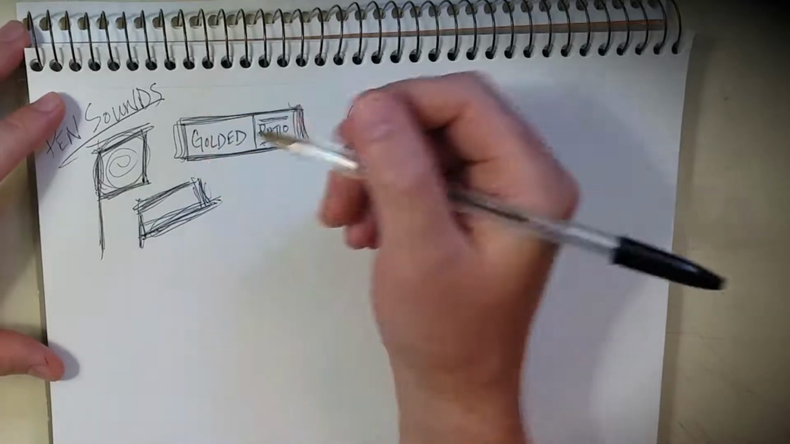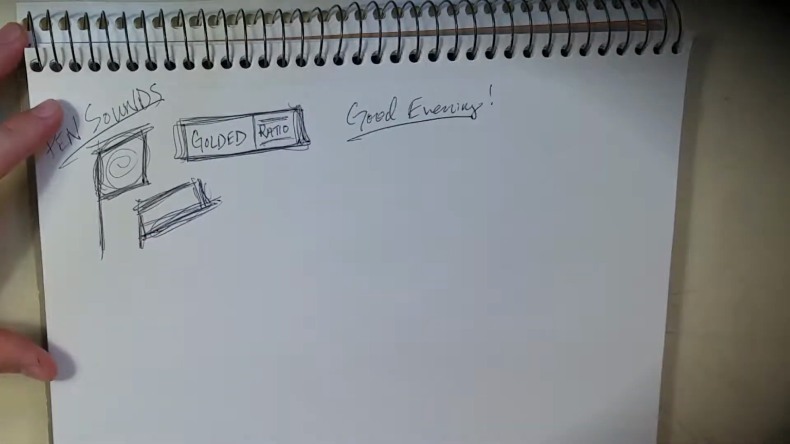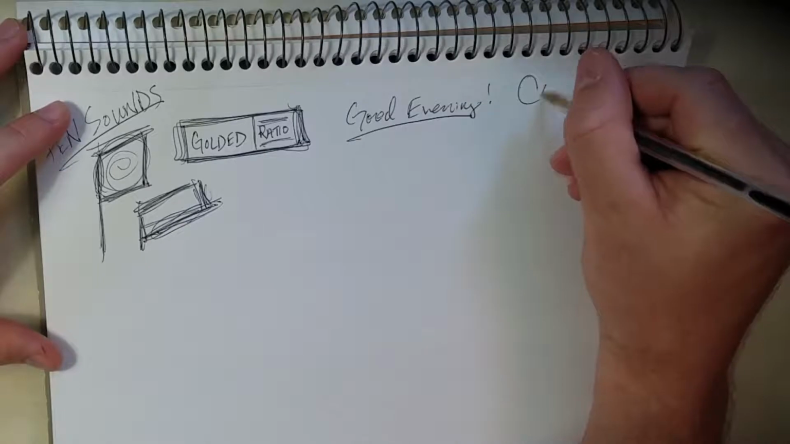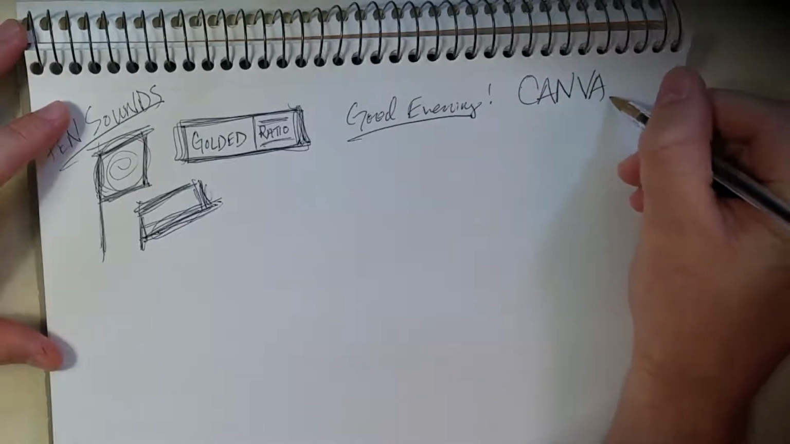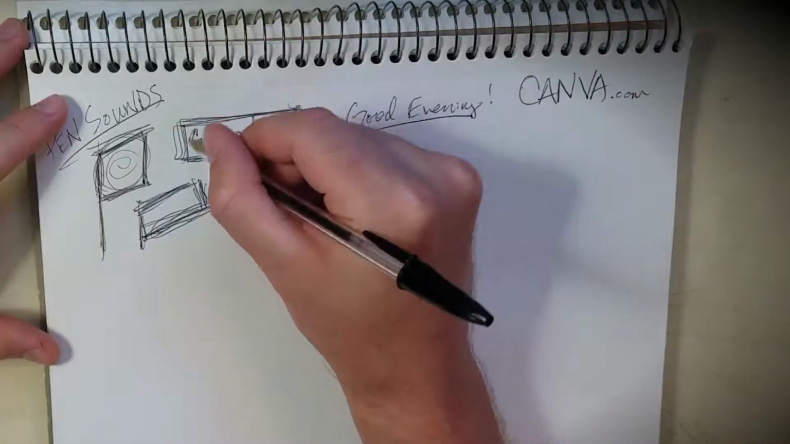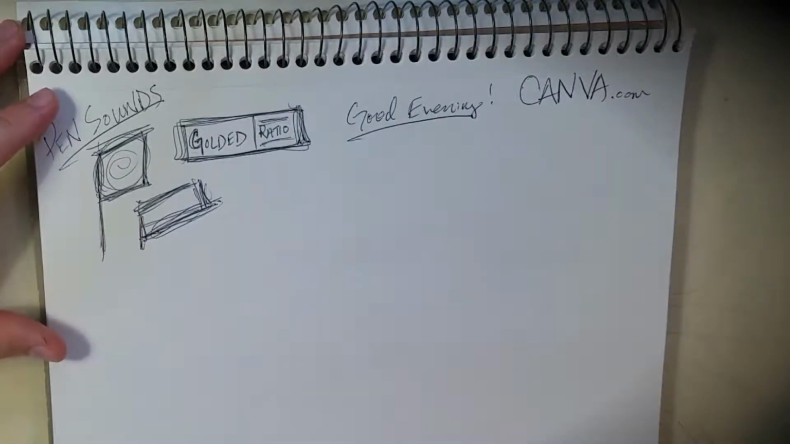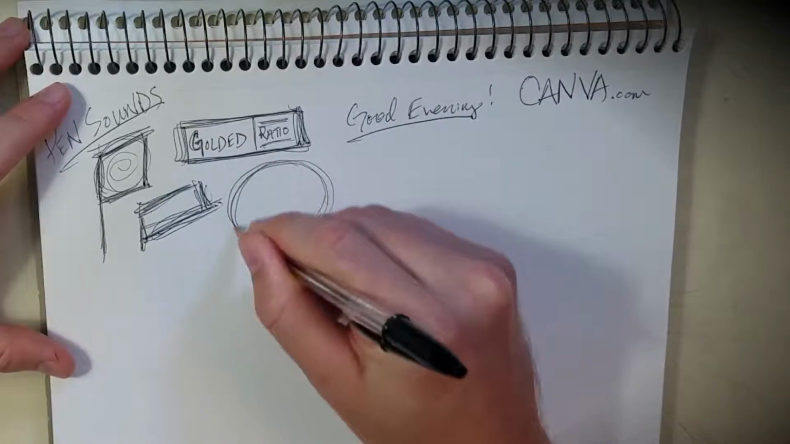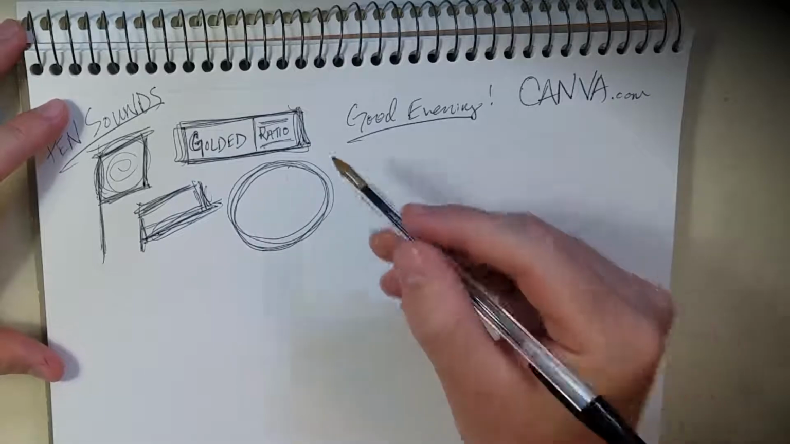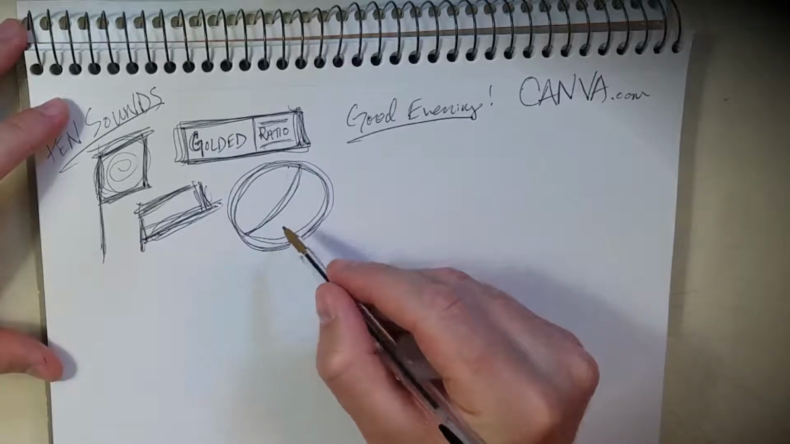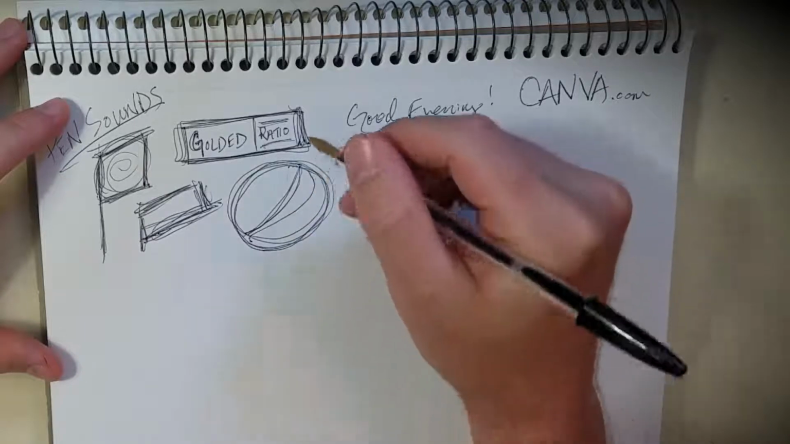So, golden ratio. What is the golden ratio? One really cool thing that drew me to this article on Canva.com was the Pepsi logo, the modern Pepsi logo. It kind of looks something like this.